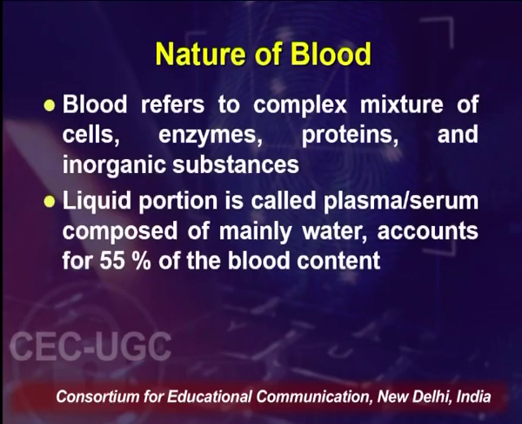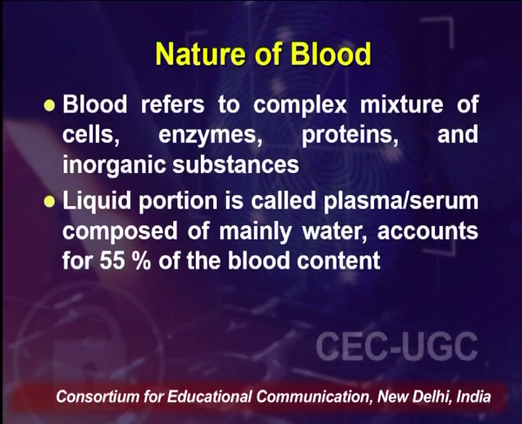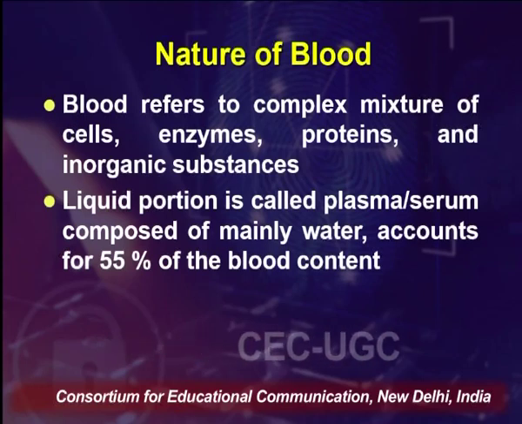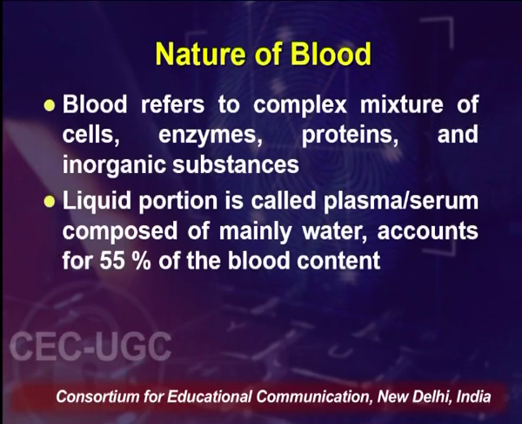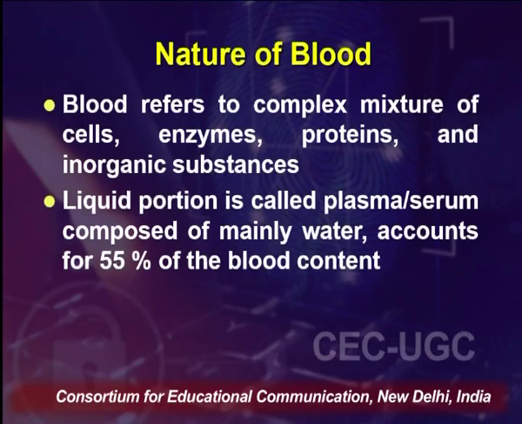And when we are further doing certain chemical tests, we should know about the nature of blood. It is a complex mixture of cells, enzymes, proteins and various inorganic substances. The liquid portion is called plasma or serum, and it is composed mainly of water and accounts for 55% of the blood content, whereas the solid portion is made up of RBCs, WBCs and platelets.